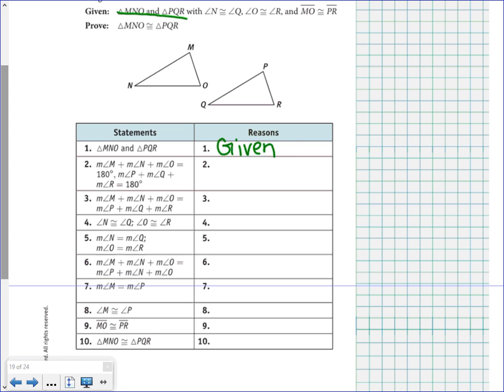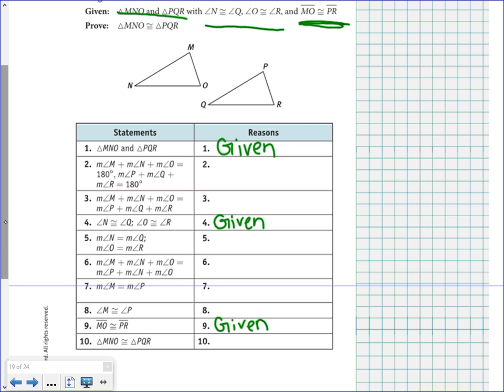It also tells us that these angles are congruent. And that is statement number 4. So we can write given in our reason number 4. And then we have another given with those MO is congruent to PR. And so statement number 9 is a given. So we have 3 different givens here. So sometimes that'll be helpful to go ahead and put your given in your reason column.